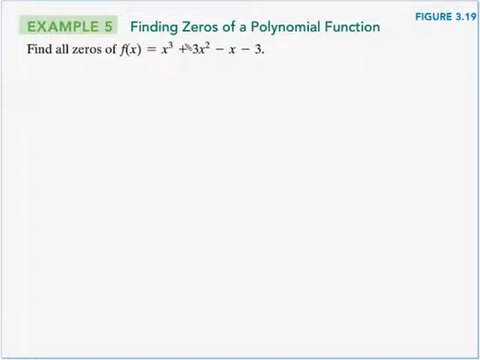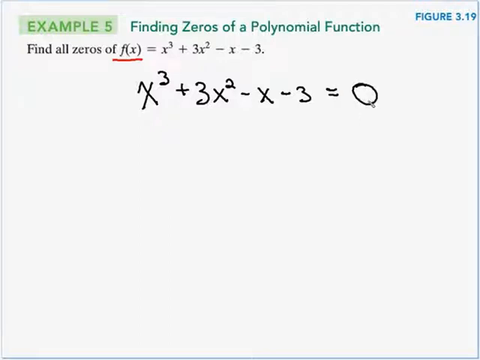Let's find the zeros of this polynomial function f of x equals x cubed plus 3x squared minus x minus 3. To find the zeros, we set the polynomial equal to 0. And our usual method of attack is to factor. Can we factor this? Well, it's got 4 terms. The highest power is third power. That should be a clue that this should be a factor by grouping.